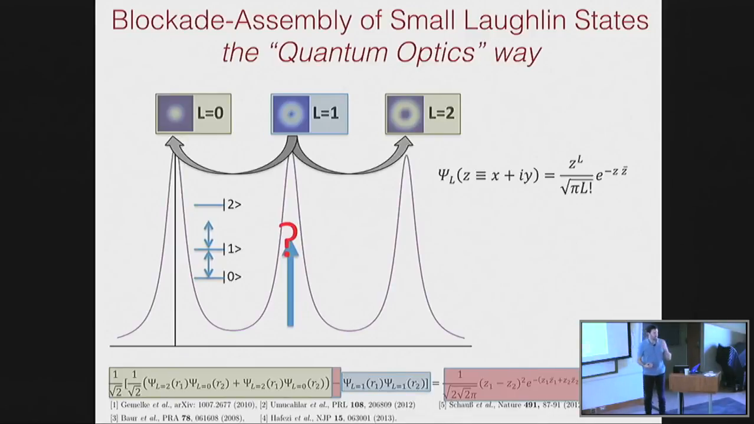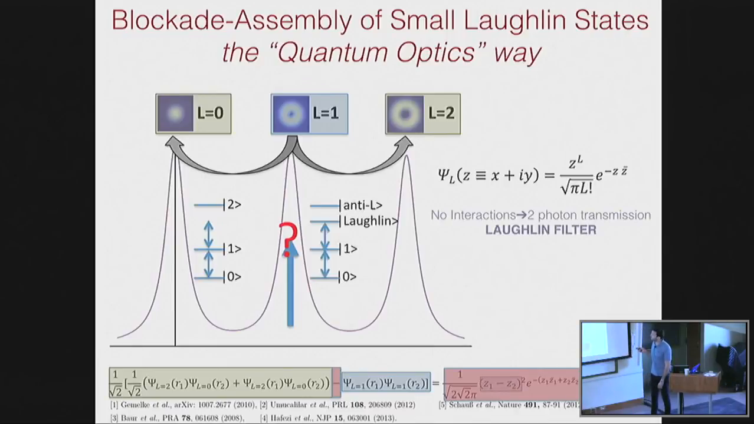Anyway, there's a paper from Mohammed that says that this is a terrible idea. It works up to 2 or 3 photons, but the basic point is that the matrix element overlap between n photons in this state and the n particle Laughlin state falls off either exponentially or super exponentially in the number of photons, right? So it's just a very bad way to do it.